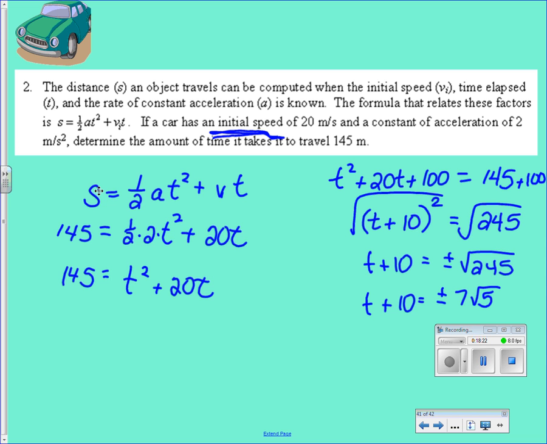And then what do we do next? Yeah, we have to subtract the 10 there. So we're going to have negative 10 plus or minus 7 root 5. The bad thing is, because this is a story problem, is that going to mean anything to us? Do I know how much time that is? No. So we might need to use a calculator to figure out what that is.